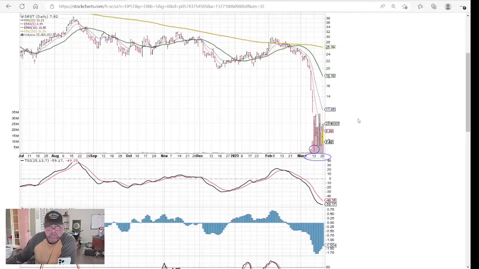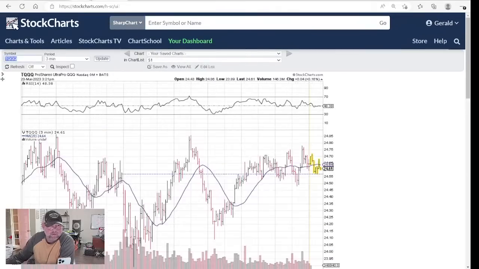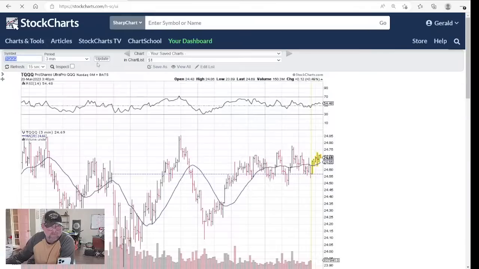Watching this trade as we close out. Let's see where the TQ is on the 3 minute. We're up a little.